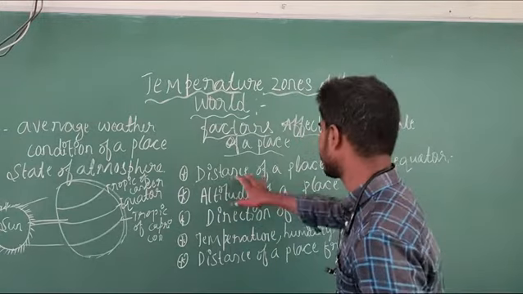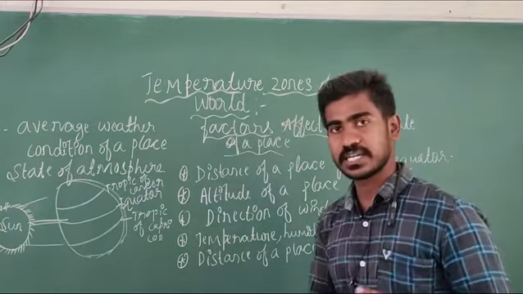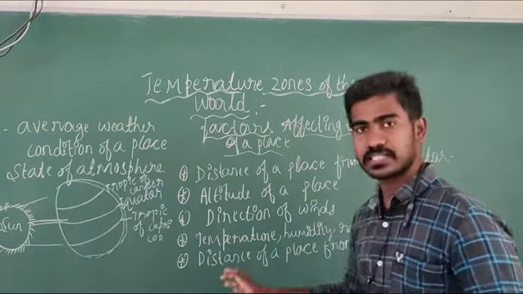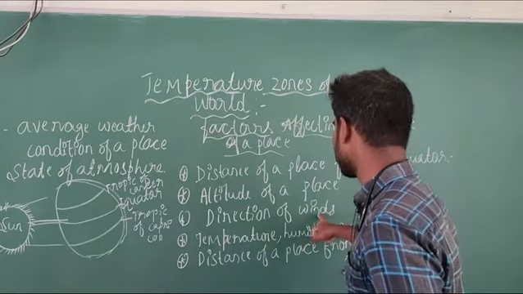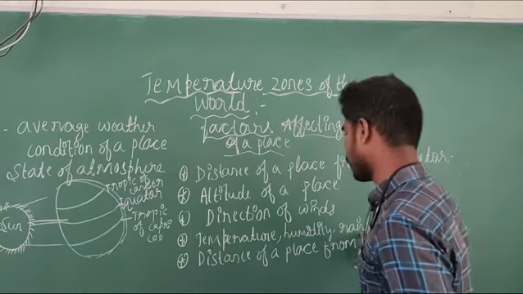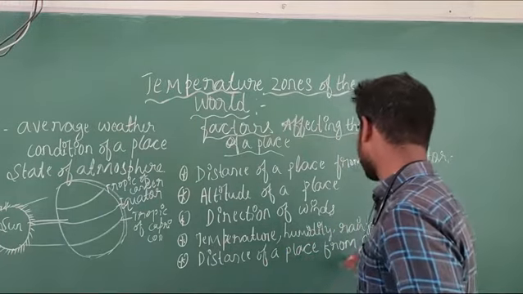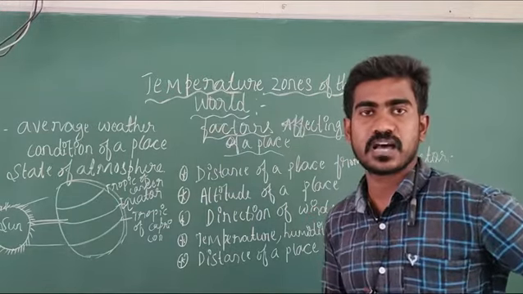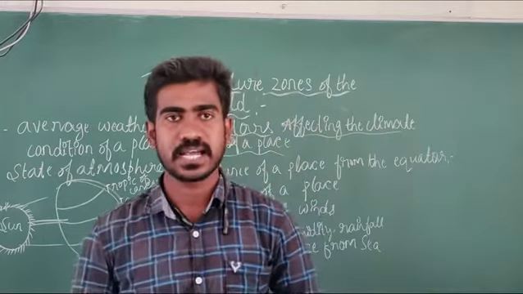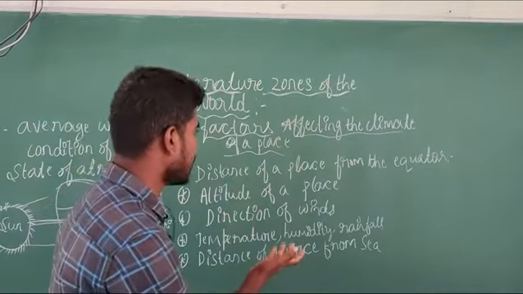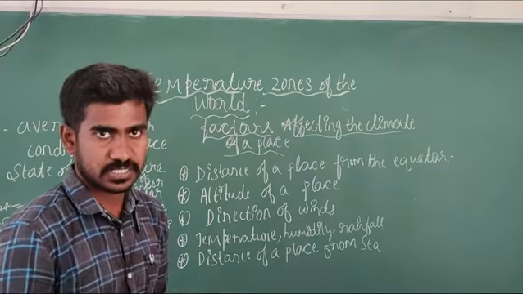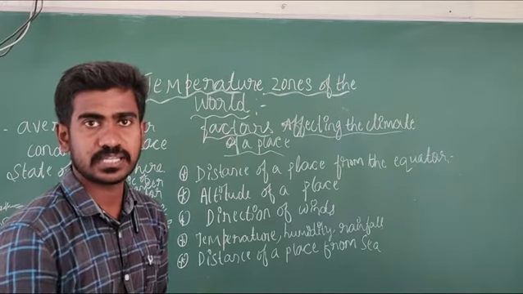Those factors are distance of a place from the equator, altitude of a place, direction of winds, temperature, humidity and rainfall, and distance of a place from the sea. So these are the 5 reasons. Let us understand how a place near the equator and a place far from the equator influence the climate.